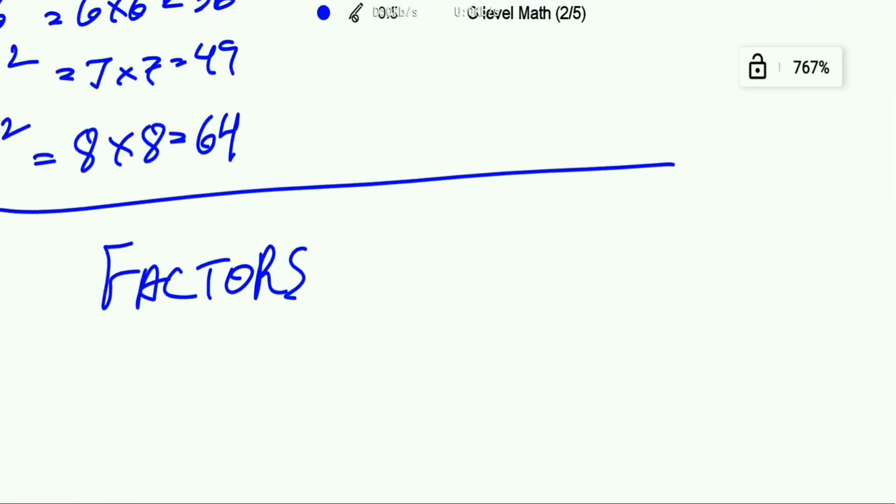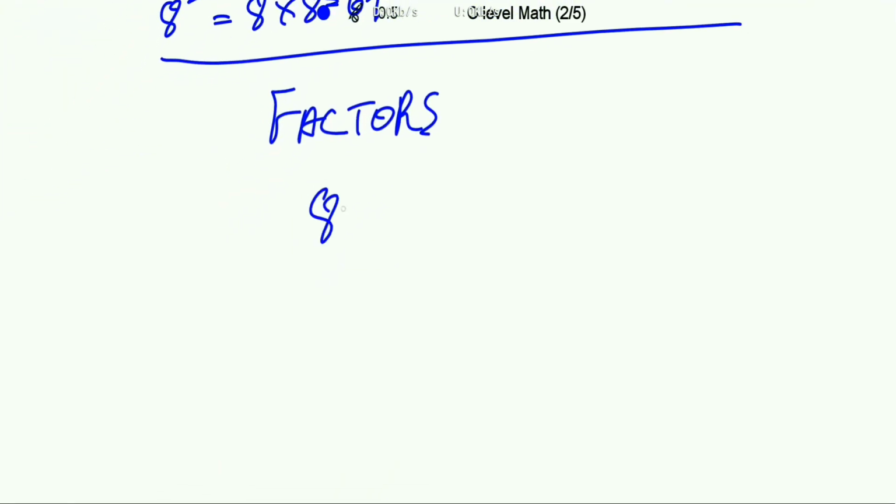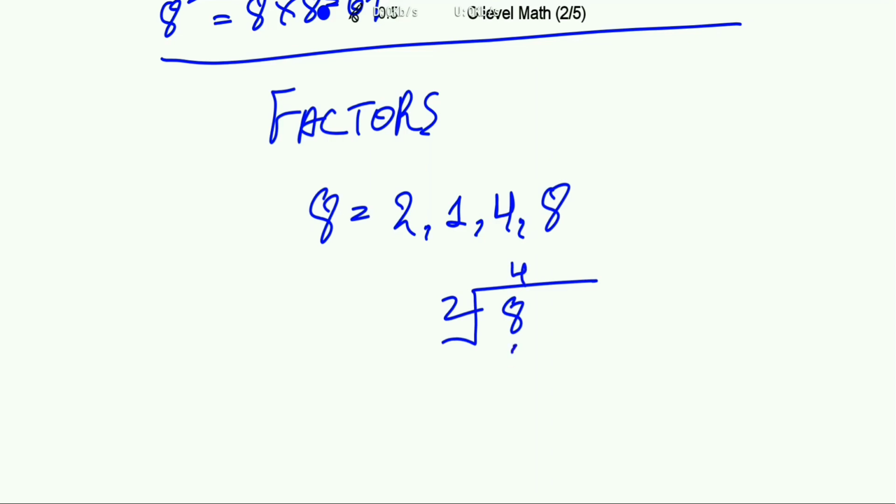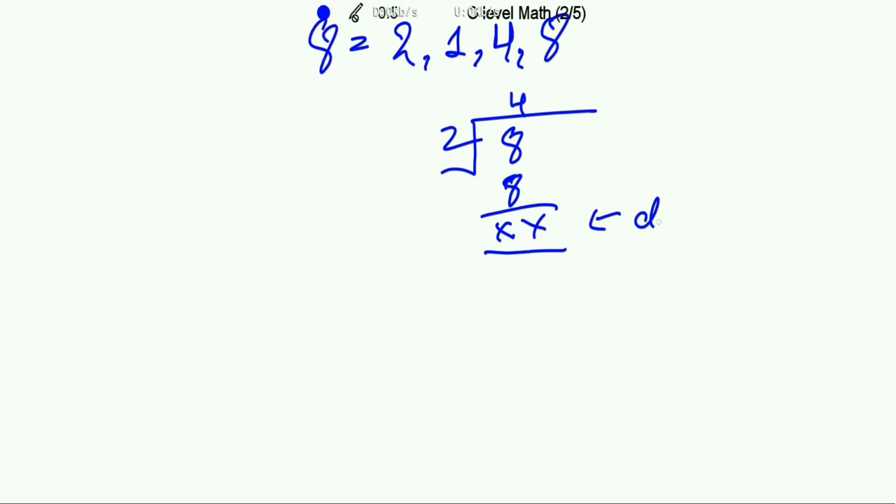Factors. Let's say that I want to know the factors of 8. So 8 can have a factor of 2, it can have a factor of 1, it can have a factor of 4, and it can have a factor of itself, 8. Factors are those numbers which do not give a remainder when we divide. So we can say that it's a factor of 8.